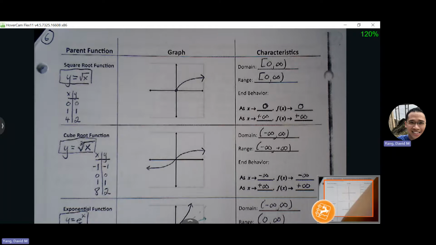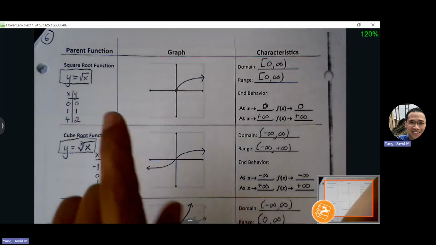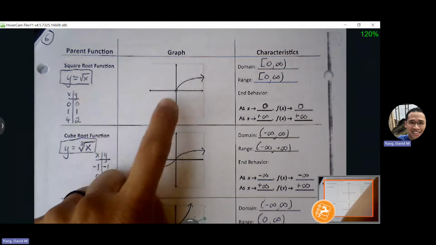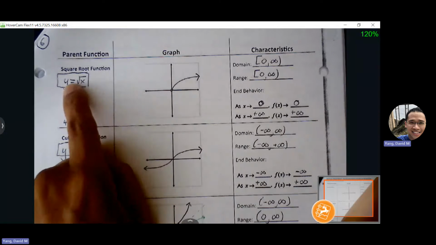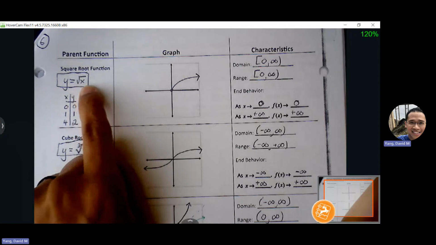If we were to fold that graph over y equals x, the diagonal line, it's going to end up looking like half of a parabola opening up. So all your radical functions will have a starting point, and it'll move. In this case, this is moving to the right, but it could move to the left if it's a negative, or a square root of negative x.